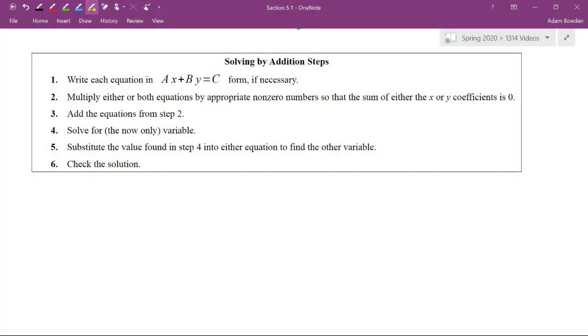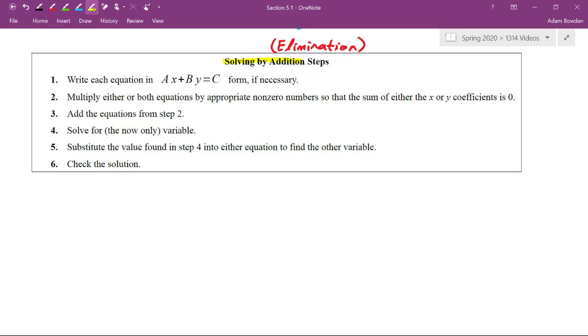Now there's a second way of solving linear equations other than substitution. It's called solving by addition. Sometimes this is called elimination, but they're referring to the same thing, addition or elimination method.